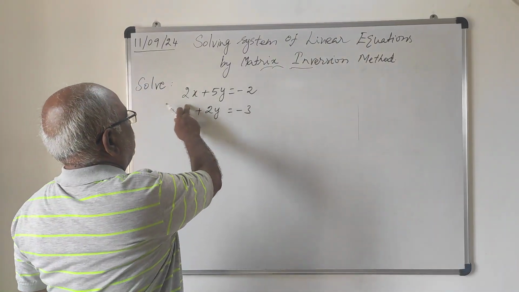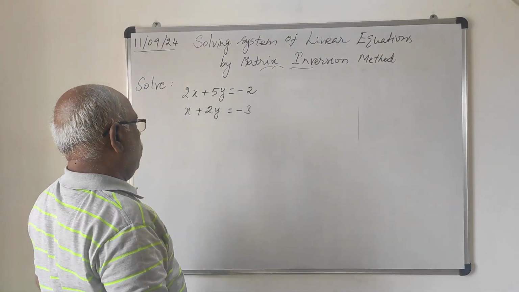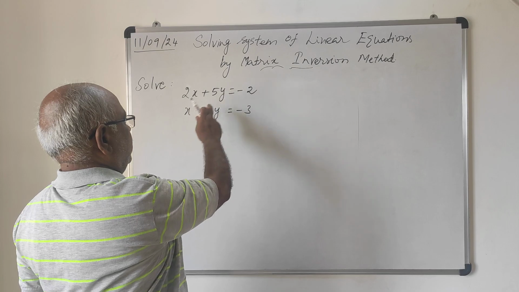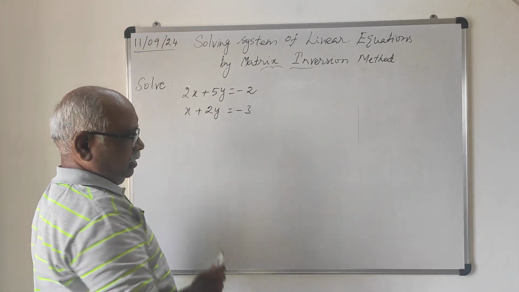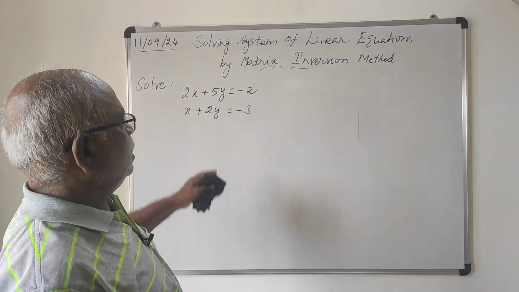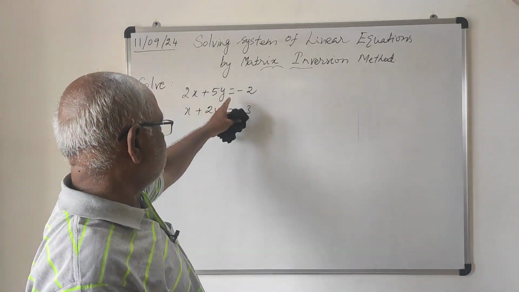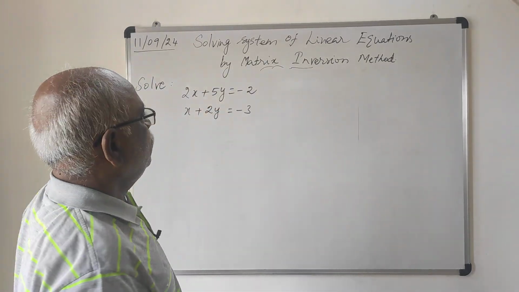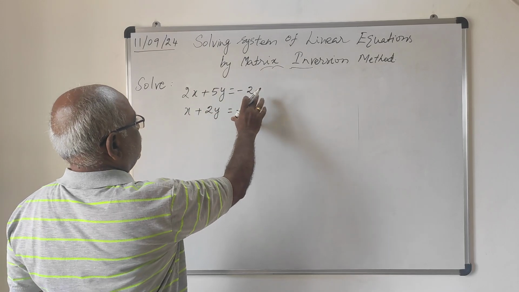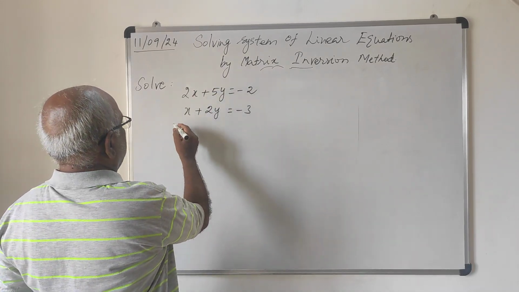See, there are two linear equations given: 2x plus 5y equal to minus 2 and x plus 2y equal to minus 3. These are two linear equations in two variables, x and y only. First, I convert these linear equations into a matrix equation.